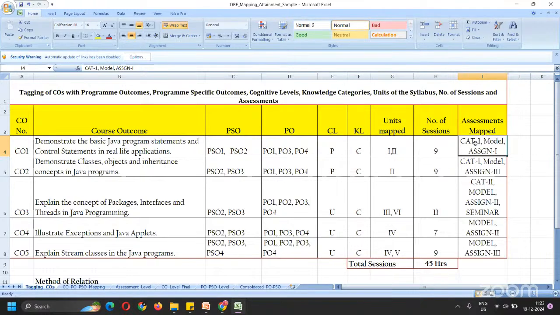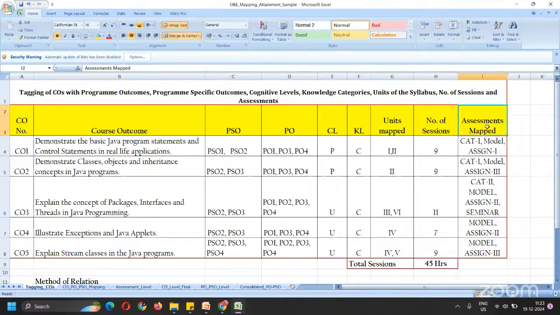So I have mapped my CO1 with CAT 1, model exam and assignment 1. Which means my CAT 1 will have questions from CO1, and the model exam will also have questions from CO1, and I'll be creating my assignment 1 with CO1 questions. So this is what the assessment mapping means.